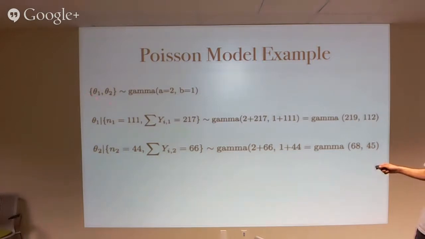Then we just assume that theta 1 and theta 2 have the same gamma distribution, with parameters A equal to 2 and B equal to 1, right? Then we got the posterior distribution. Theta 1 given the data follows a gamma distribution with A equal to 219 and B equal to 112. And theta 2 given the data follows a gamma distribution with A equal to 68 and B equal to 45, right?